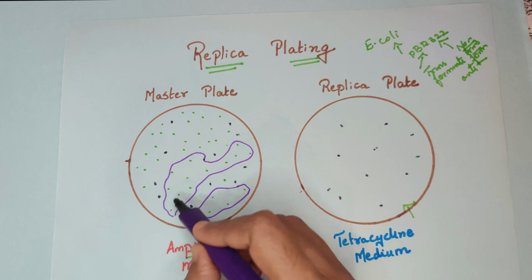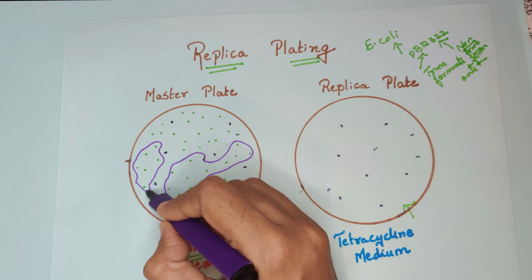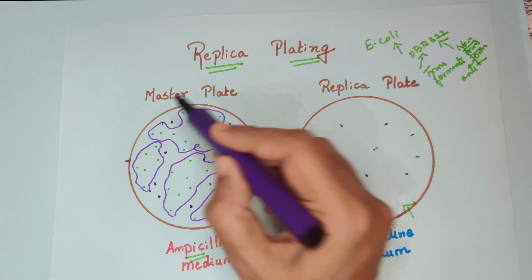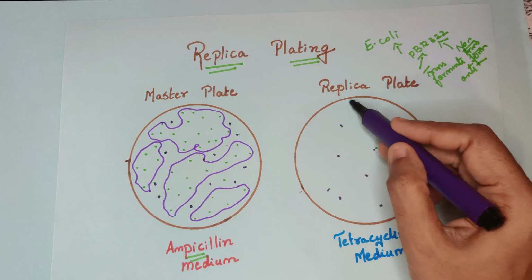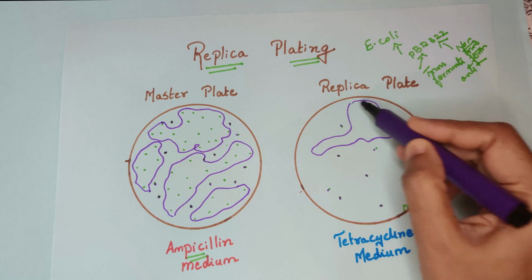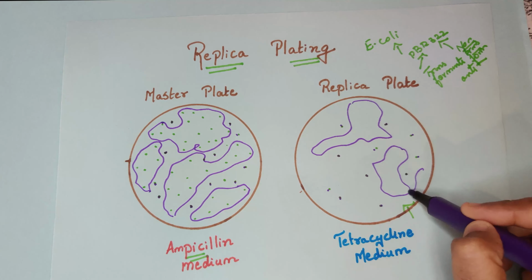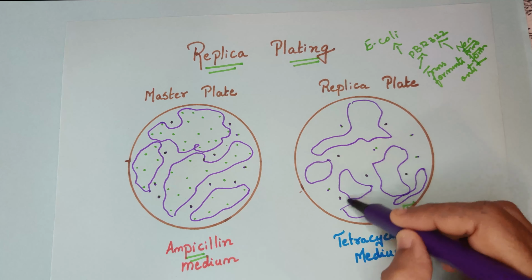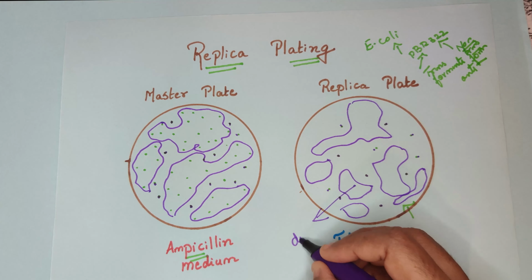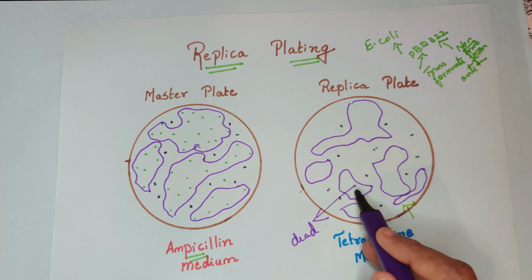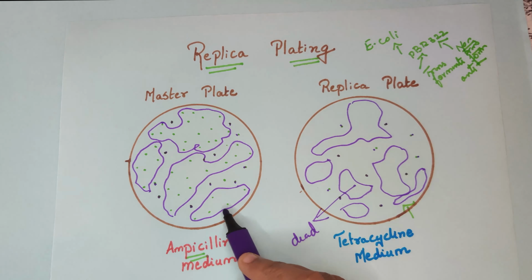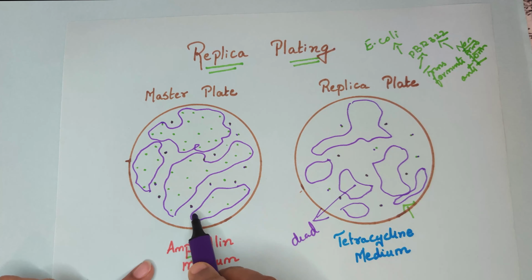I'm just marking all this because they have grown in this medium. But they did not grow where? They did not grow in this medium. So these are the spaces I am identifying. Here you would find only dead bacteria. These are all dead. They cannot grow, because you have inserted your desired gene, so the tetracycline resistance gene is lost, so they will die in tetracycline medium. Now what you have to do, you have to go back to your master plate.